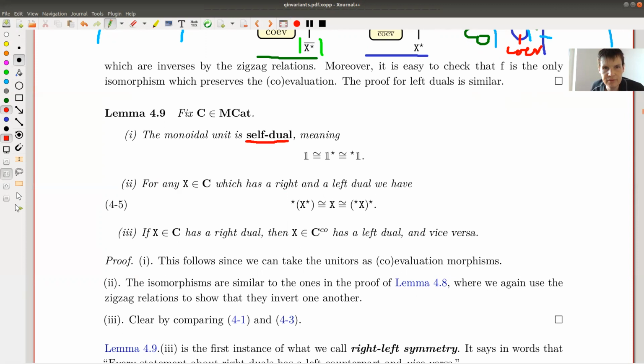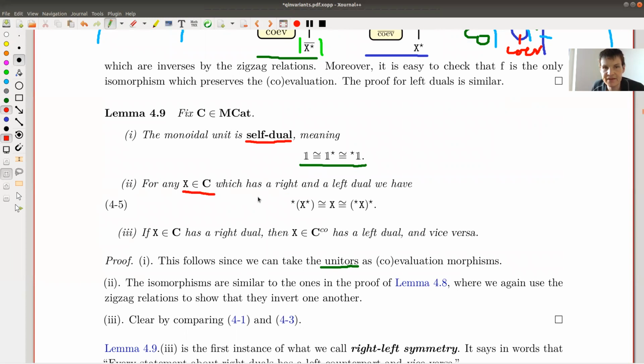So first of all, self-dual just means an object is isomorphic to its duals, and the monoidal unit is always self-dual. Right? Left and right doesn't matter. Monoidal unit is always self-dual. But basically you can take the unit as co-evaluation morphisms. That's basically the proof. And this, by the way, implies that the monoidal unit always has a left and a right dual, which is a true fact, right? In any monoidal category, you have a left and right dual of the monoidal unit, which is the monoidal unit itself.